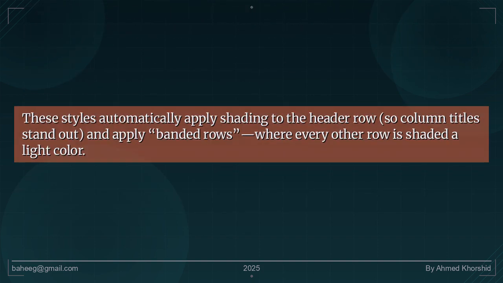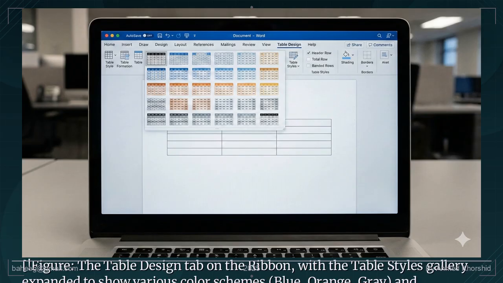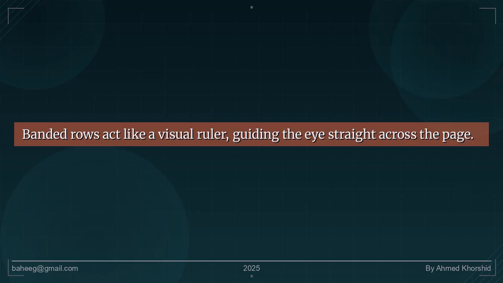These styles automatically apply shading to the header row, so column titles stand out, and apply banded rows where every other row is shaded a light color. Figure: the Table Design tab on the ribbon, with the Table Styles gallery expanded to show various color schemes, blue, orange, gray, and formatting options. Banded rows act like a visual ruler, guiding the eye straight across the page.